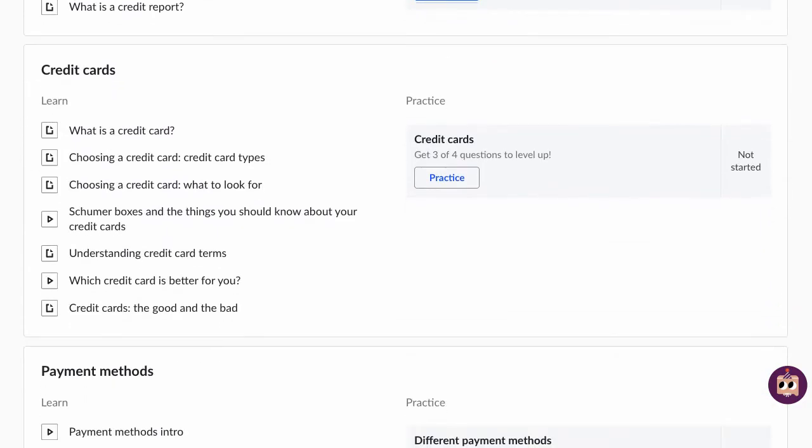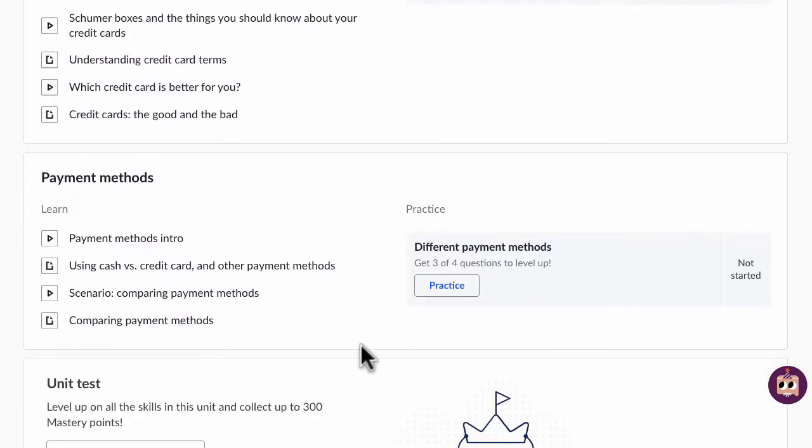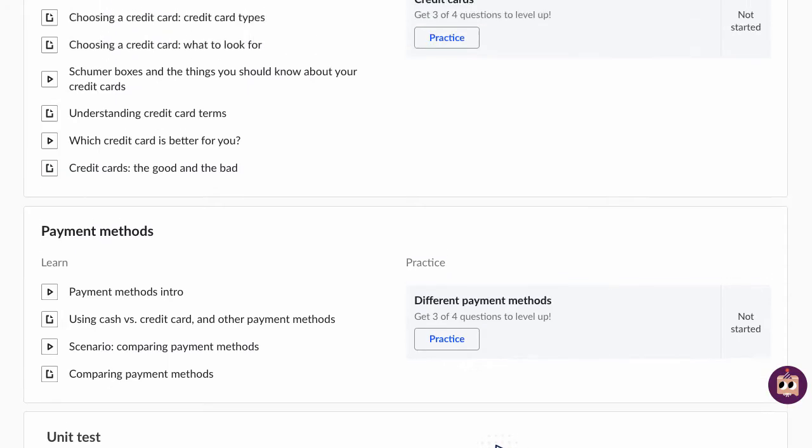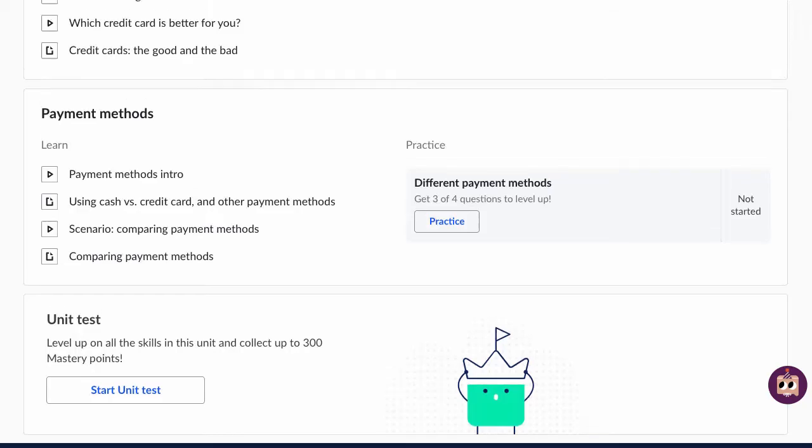Then we go into credit cards, which is a big part of many folks' lives. And so it's very important that students get a good understanding of it. And then we start thinking about different ways that you could pay. You could pay with cash, you could pay with credit, you could pay with other things. And of course, each of these lessons has its own exercise. And then we have a unit test at the end.